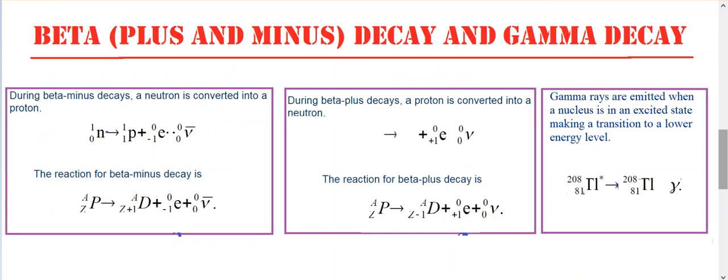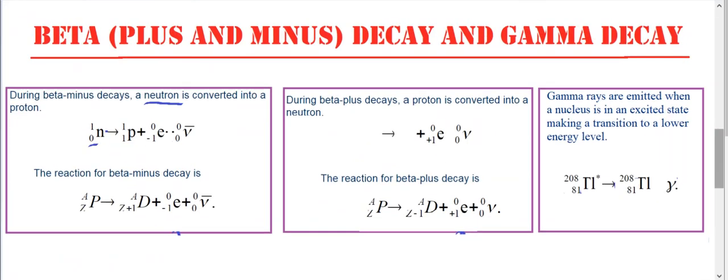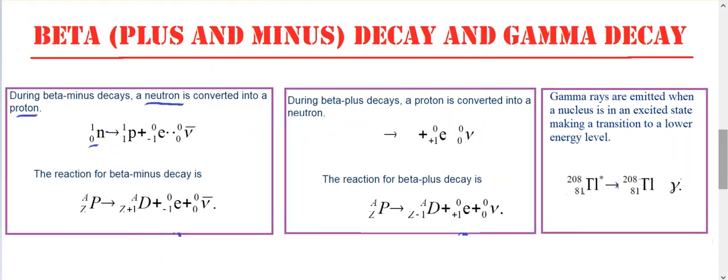Now let's look at beta plus and minus decay and gamma decay. Beta minus decay converts a neutron with no charge into a proton with a positive 1 charge. However, you cannot just create mass, it has to be conserved. Your proton or your atomic number must be conserved. That is where the electron comes in.